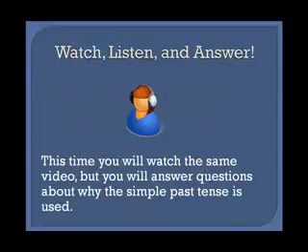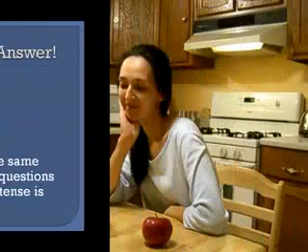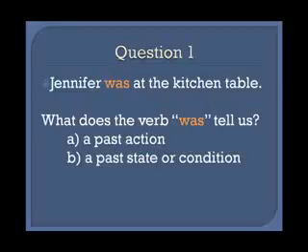Watch, listen, and answer. This time you will watch the same video from part 1, but you will answer questions about why the simple past tense is used. Question 1. Jennifer was at the kitchen table. What does the verb was tell us? Choose A or B. Answer: B, a past state or condition.